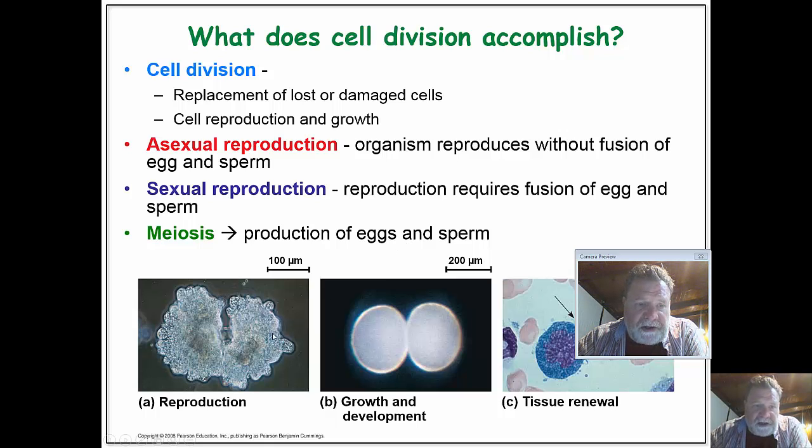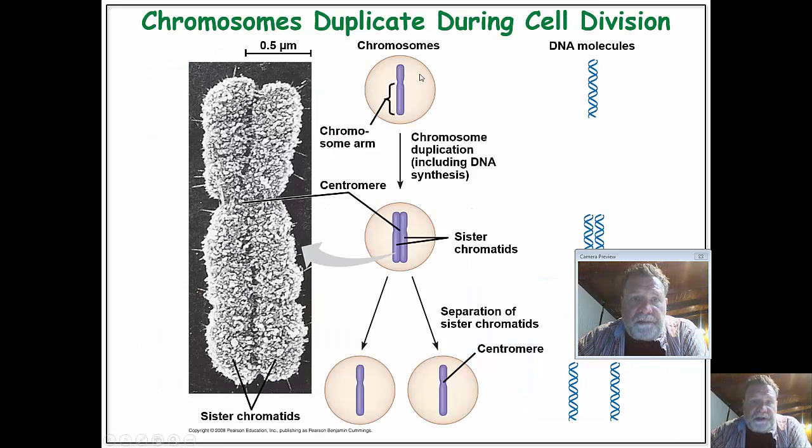And so what this figure is showing down here is that mitosis is involved in reproduction, two cells dividing, growth and development, so when we go from one cell to a multicellular organism, as well as tissue renewal.